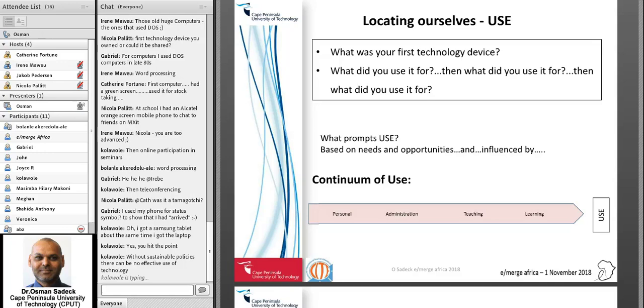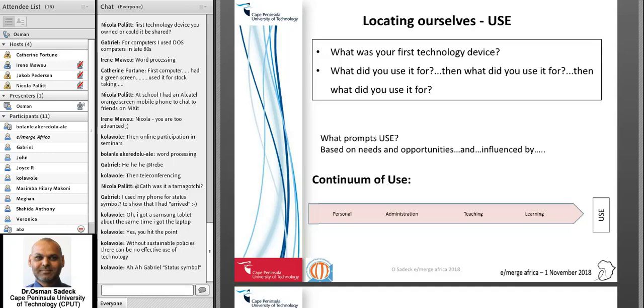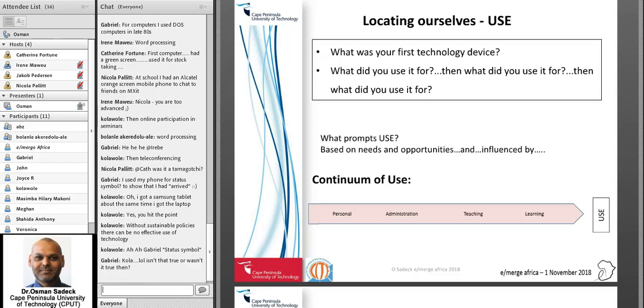So in that continuum of use that I've got at the bottom of that slide over there, where I've got personal administration, teaching, and learning, this is drawn out of the data in the study itself, where we found that people in the sample, and there's a chance that this could be many of us, start using technology for personal purposes first. So if you cast your mind back to how you located yourself, we first used it for ourselves. In our professional work, then we started using it for administration. In most cases, it would have been, okay, I need to type out letters, I need to do a bit of word processing, I need to collect marks and things of that sort.